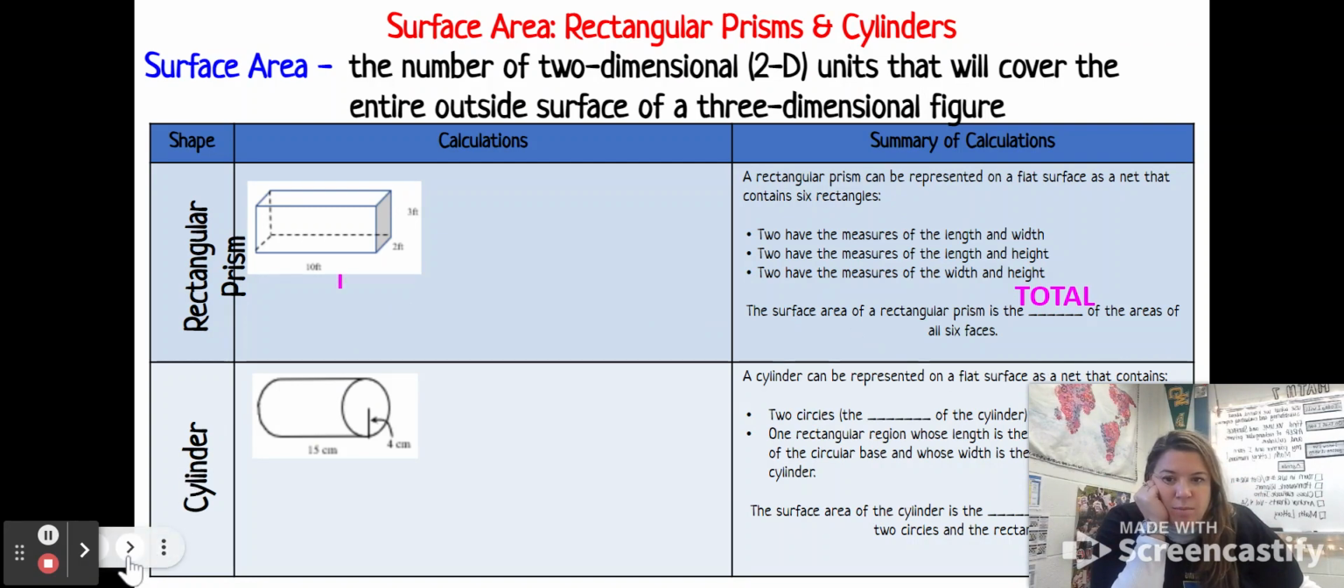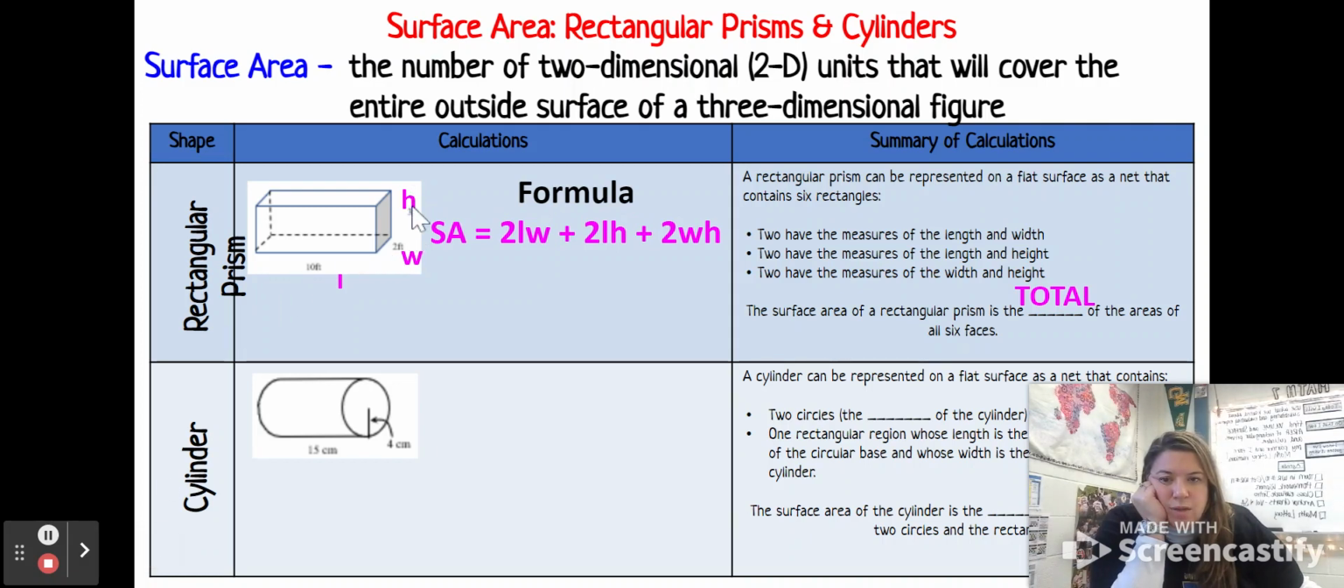So over in our problem over here, it's kind of hard to see these numbers. I believe they're 10, 2, and 3. So if you need to make the length, width, and height a little darker, this is a 10, 2, and the 3.